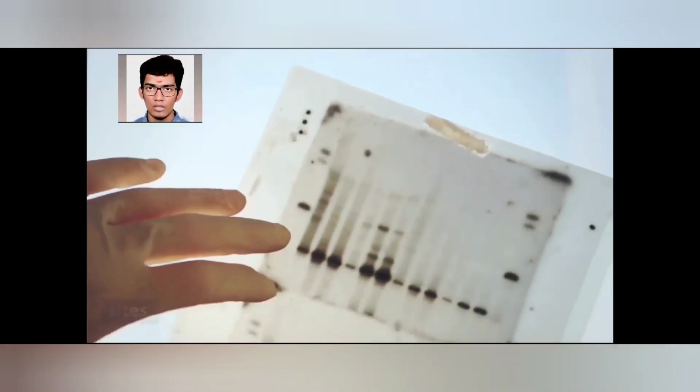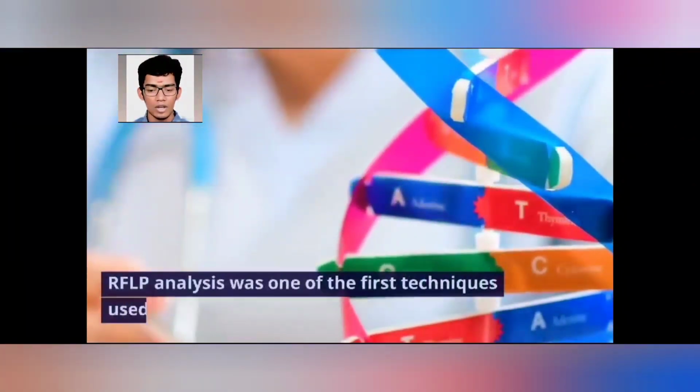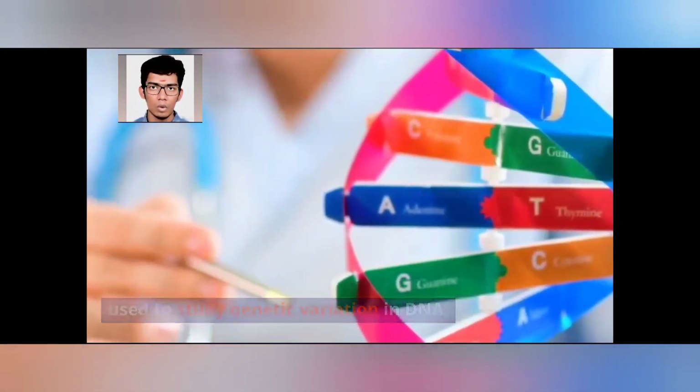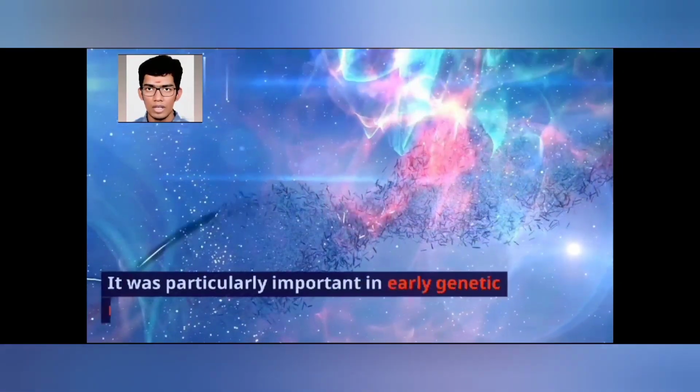RFLP analysis was one of the first techniques used to study genetic variation in DNA. It was particularly important in early genetic mapping and forensic science.